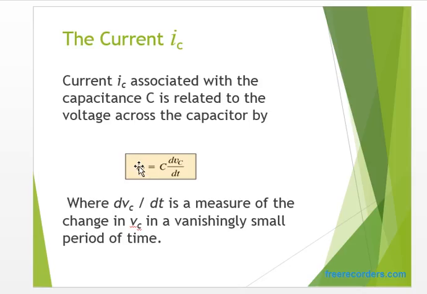Current in the capacitor is defined as IC. This is equal to C dV by dt. What is dV by dt? Rate of change of voltage. C is the capacitance. So current through the capacitor depends on capacitance, which is the property of the capacitor, and rate of change of voltage.